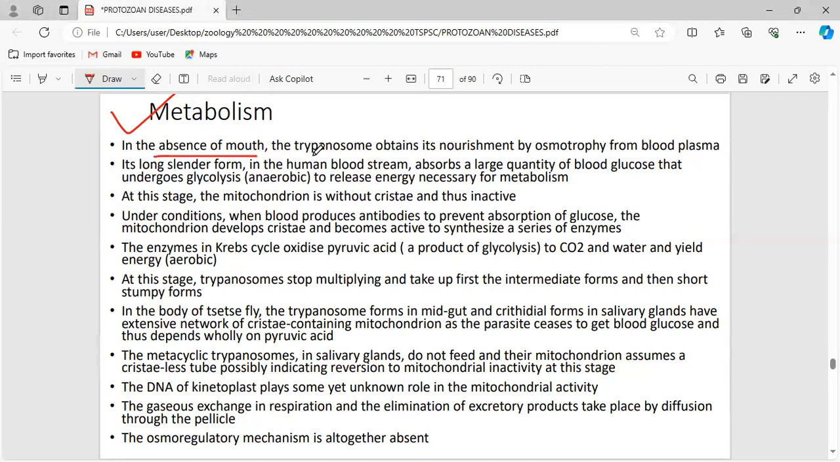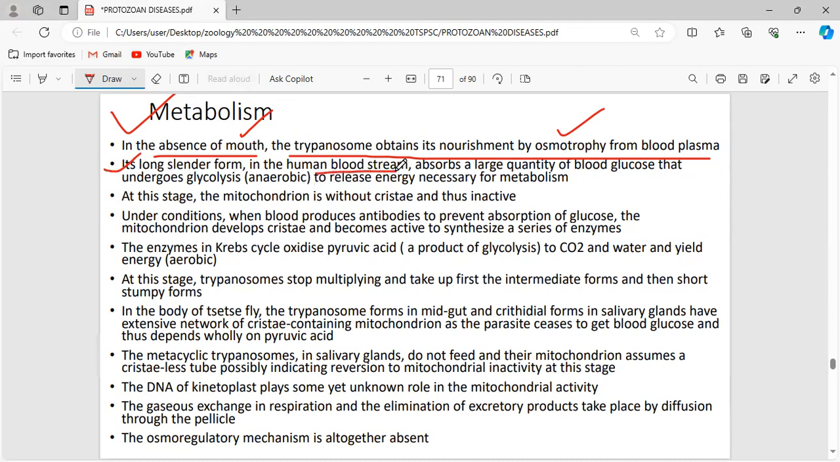Okay, let's continue. In the absence of a mouth, the trypanosome obtains its nourishment by osmotrophy from the blood plasma. I have told you multiple times what osmotrophy is. Osmotrophy works on the principle of osmosis, that is, movement of the solvent or the solute from the higher concentration to the lower concentration. That process is called osmotrophy, and the organisms which follow this are called osmotrophs. Trypanosoma also obtains its nourishment by osmotrophy in the absence of a mouth.